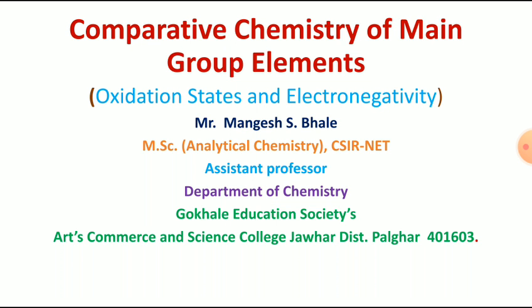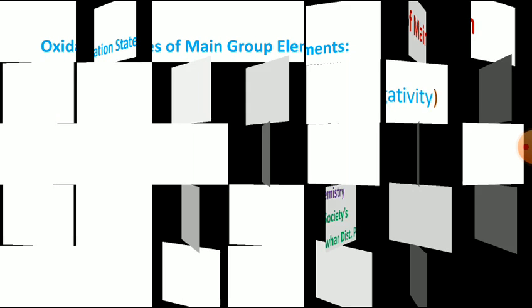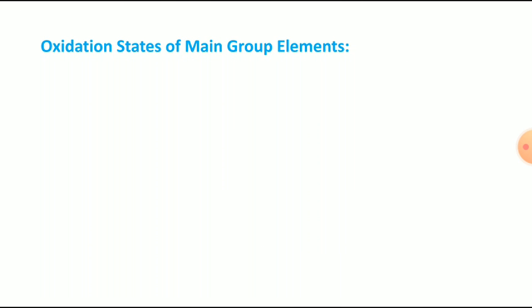So, in the previous lecture, we learned about the main group elements and their metallic and non-metallic character. In today's lecture, we are going to learn the oxidation states and electronegativity of the main group elements. For that, you must know all the groups, group 1, 2 and 13 to 17, and their elements, for the purpose of oxidation state and electronegativity.